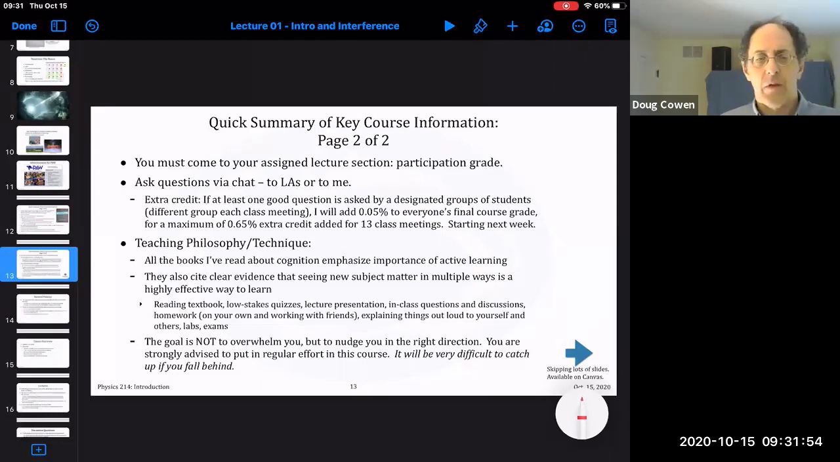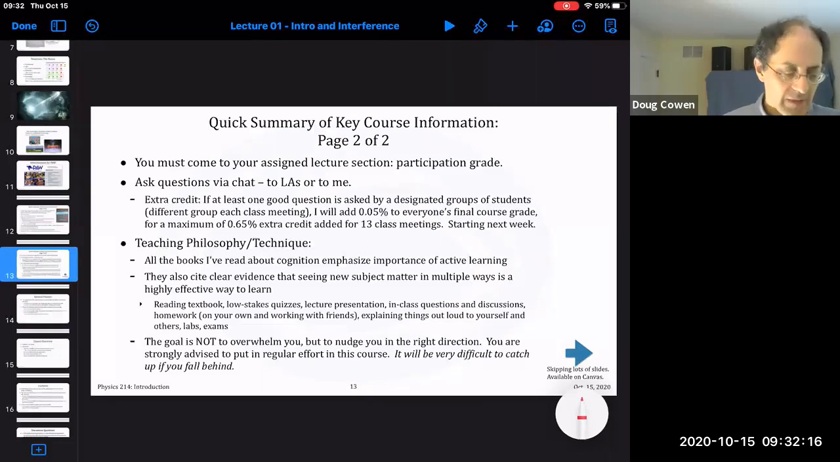And one of the curious things that I heard helps is explaining things out loud to yourself. So if you want to bother your parents or your kid brother or sister, here's a way to do it. Go around the house explaining things out loud in physics. And then there are labs that you'll be doing as well as the exams themselves.